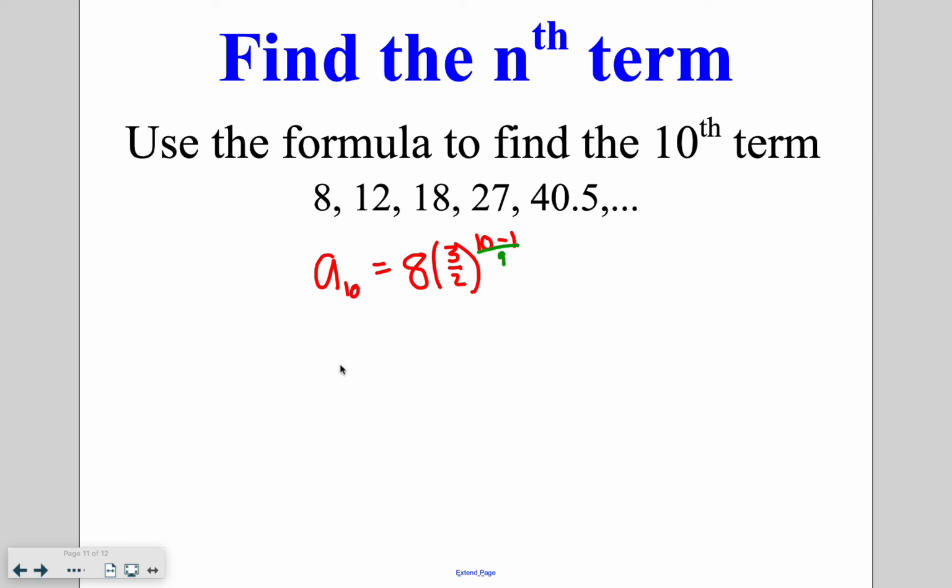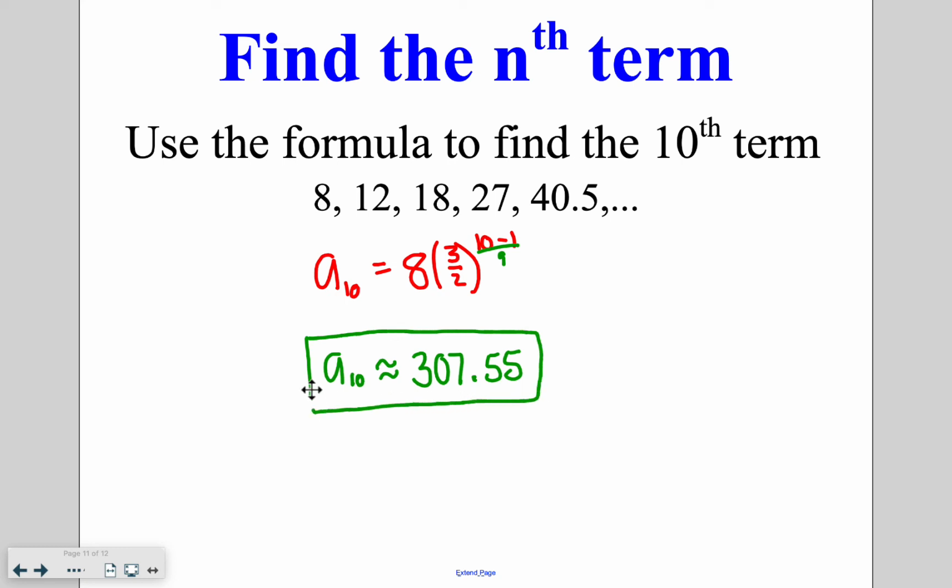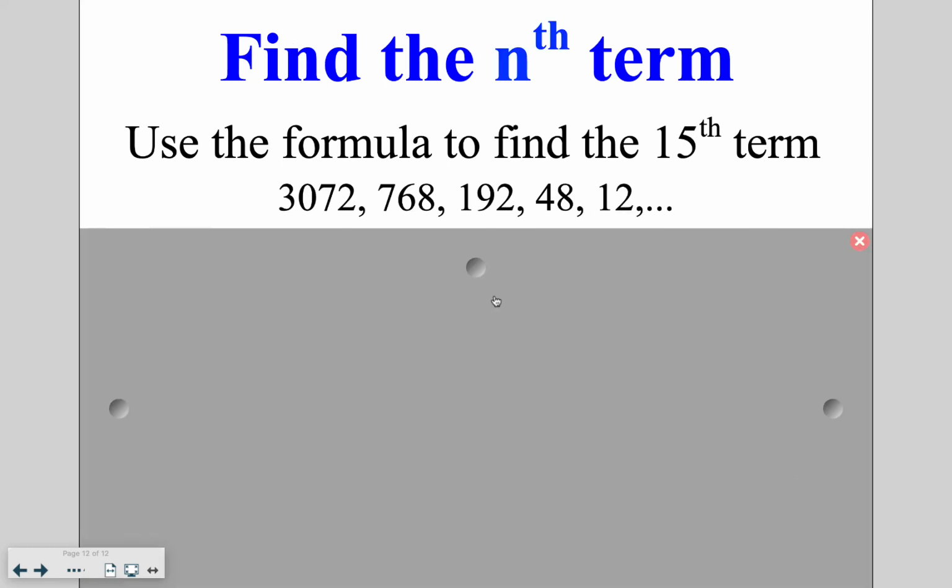And when you do that, you are going to get that A_10 is approximately equal to, and now we're going to go ahead and do some rounding, 307.55 is our approximate value, so we use that about equal to sign because A_10 is not equal to exactly 307.55. Go ahead and find the 15th term for this sequence on your own.